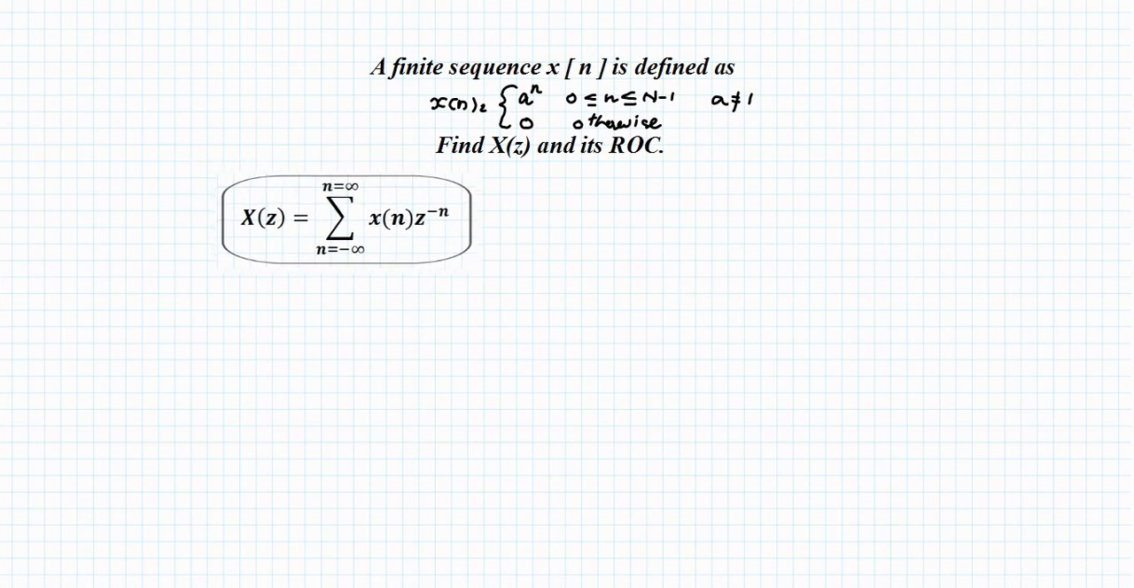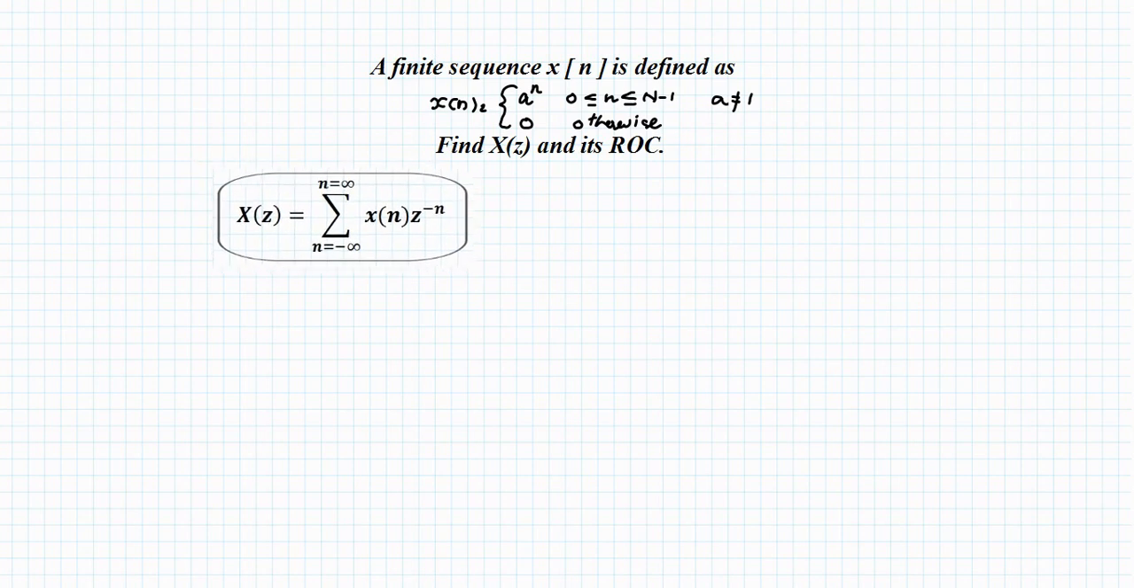We need to evaluate this formula. And one more thing, in this question as a finite sequence signal, this signal exists only from 0 to n minus 1. That means I can rewrite this formula like this: sigma n equal to 0 to n minus 1, not up to infinity. Okay, it's 0 to n minus 1, a raised to n into z raised to minus n. And if you rearrange this, you can write sigma n equal to 0 to n minus 1, a z raised to minus 1, the whole raised to n.